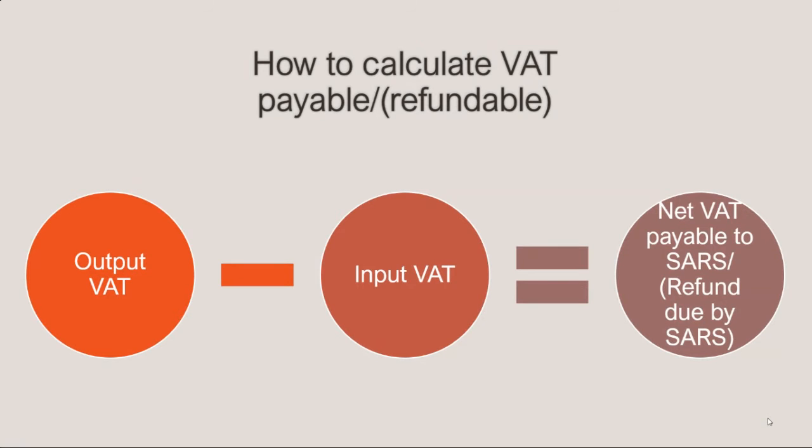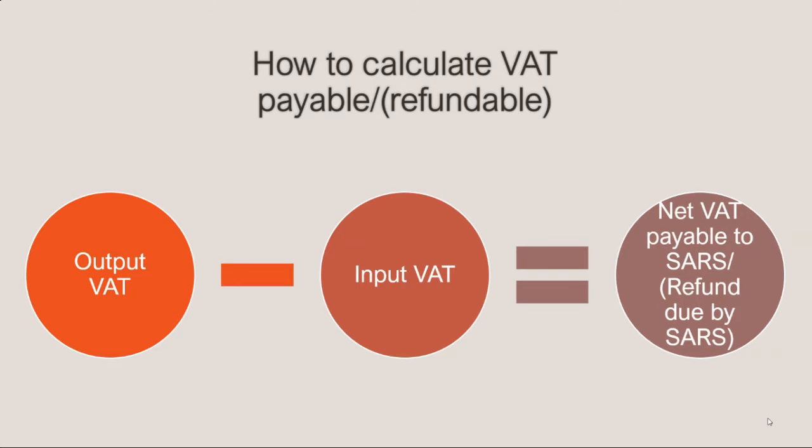Okay, so output VAT, I want you to make a note. Output VAT goes with your income. Any type of income you receive, you will create output VAT if it's standard rated. If it's zero rated, your output VAT will be zero. Okay, so output VAT goes with revenue or income.